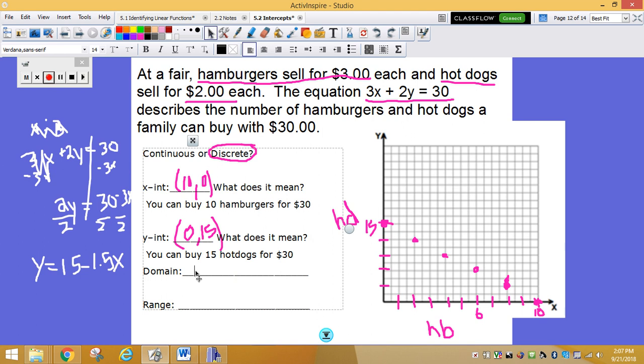Domain, can you buy negative hamburgers? Nope, we can buy 0. And again, this is like the pencil pen ones. I would not count it wrong if you could buy 1 or 2 or 3 or 4, but I'm just going to put the ones I graphed. So I graphed 2, 4, 6, 8, and 10. Range. Can you buy negative hot dogs? Nope. But 0, 3, 6, 9, 12, and 15. Those are the ones I graphed.